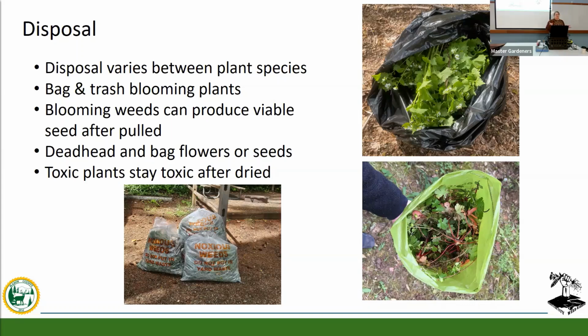If you, again, like we said, have a large number of blooming plants, maybe deadhead them, bag the seeds, pull the green part, and dispose of that in another way where you don't have to bag all of it. And then I put this on here, toxic plants will stay toxic after dried. That's something to think about if you're manually removing poison hemlock or tansy ragwort. If you're working in a pasture or an area where animals still have access, you really don't want to pull those plants and leave them on the ground, because many times plants will remain toxic after they're dried. So it's best to bag those plants and dispose of them in the garbage.